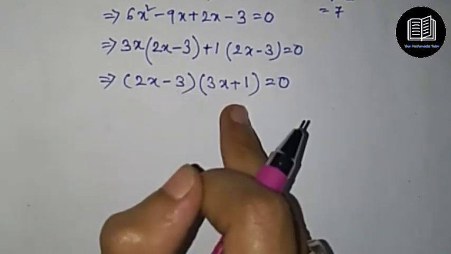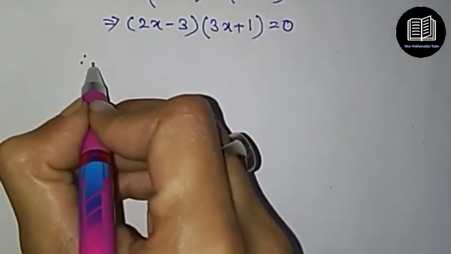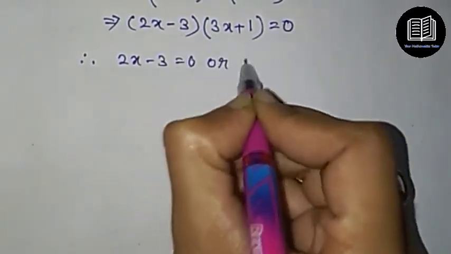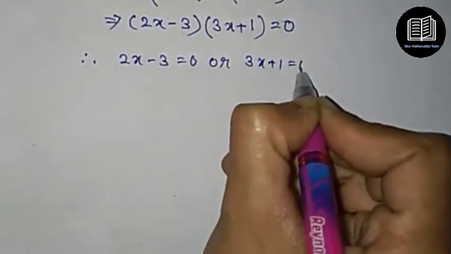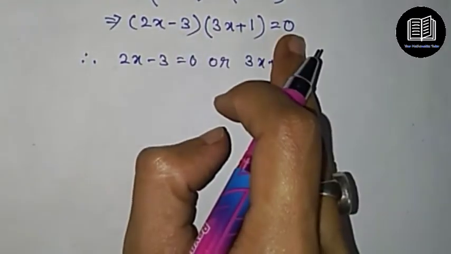Otherwise, the multiplication must not be 0. Therefore, either 2x minus 3 is 0 or 3x plus 1 is 0. Correct. One must be 0. Then the product will be 0.